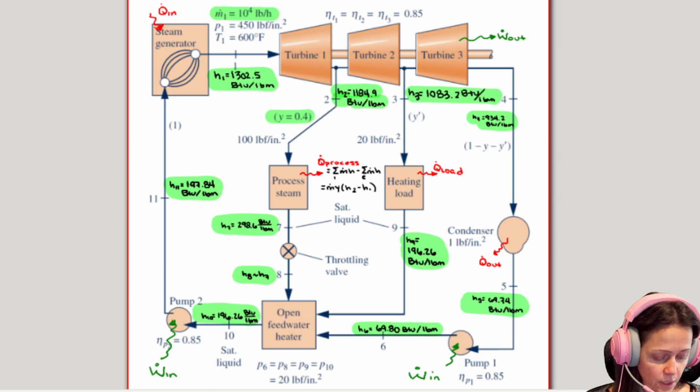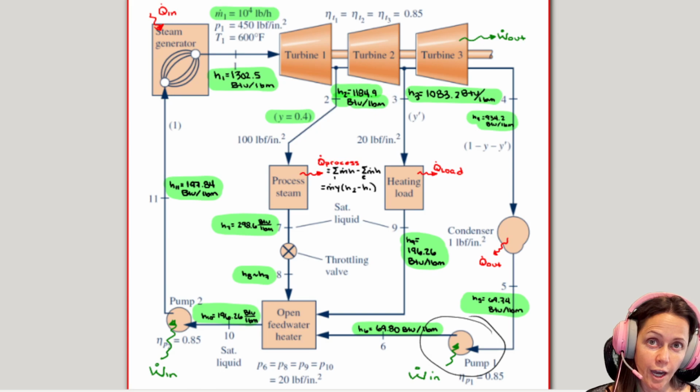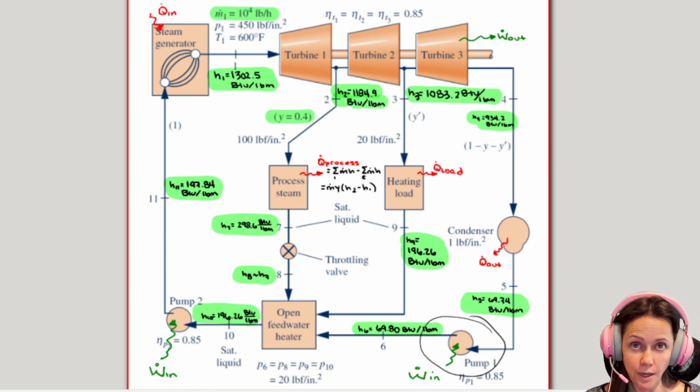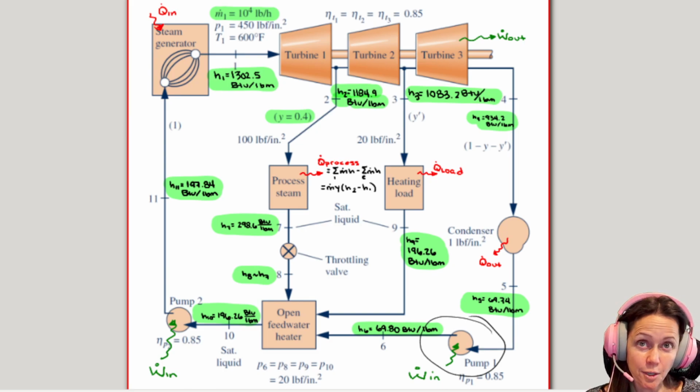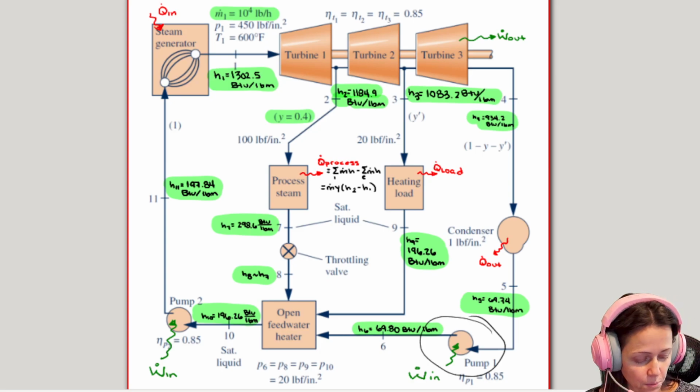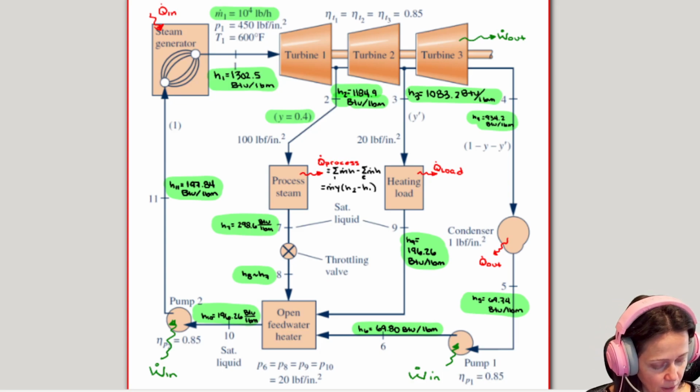The other thing I would encourage you to do is make sure that you can make the units work out when you calculate pump work with English units. You've got to make sure that the v dP equation ends up giving things in BTU per pound mass. So just be cognizant of that.